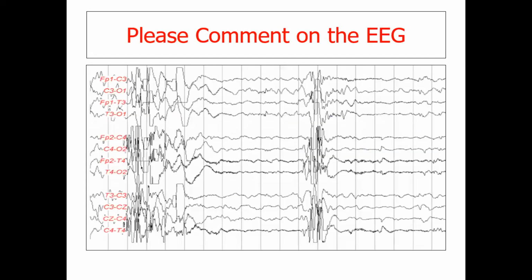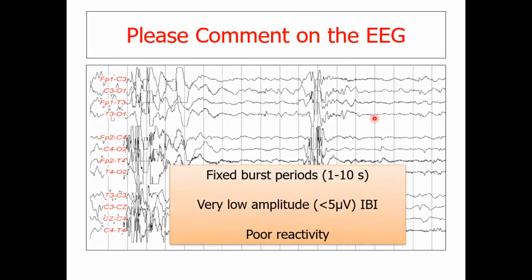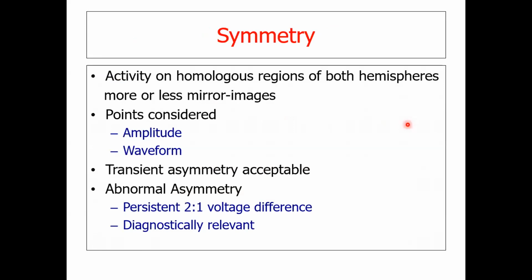So can anyone comment on the EEG shown here? I'll just give 2 seconds if anyone would like to comment. Okay, so these bursts are appearing. If you see the entire record, they appear for 1 to 2 seconds. But the interburst interval is very, very low amplitude and there is no reactivity also. It is more or less like a straight line. This is a burst suppression pattern.